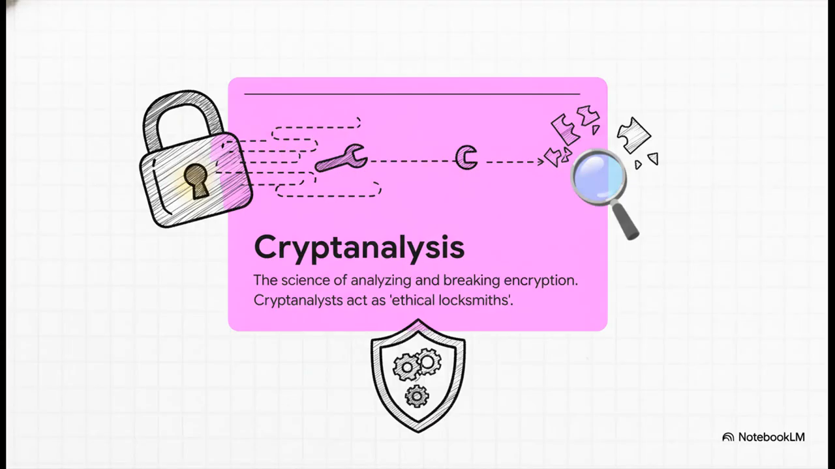Yeah, this whole science of analyzing and breaking codes is called cryptanalysis. And it's really important to remember that these folks aren't the bad guys. A much better way to think of them is as ethical locksmiths. Their job is to test our digital locks, find all the weaknesses, and then report back so we can build stronger ones for everybody. It's that constant testing that makes our encryption better over time.